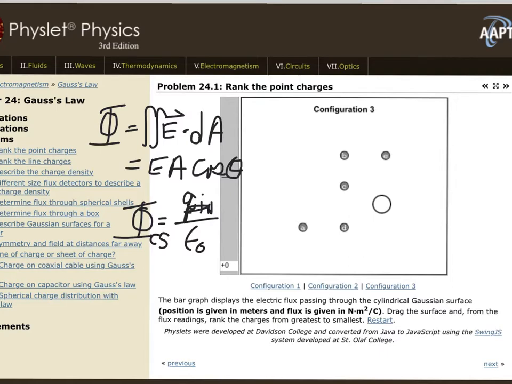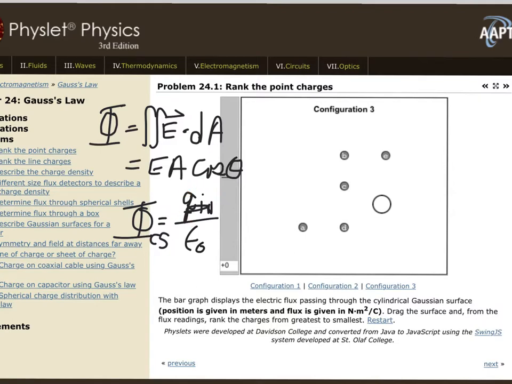Okay, the relationship between flux through a closed surface and what's inside the surface. So the amount of flux through a closed surface is always proportional to the charge inside. In fact, it's equal to the charge inside divided by epsilon naught. So if you know the charge inside, you can calculate the flux. If you know the flux, you can calculate the charge inside.